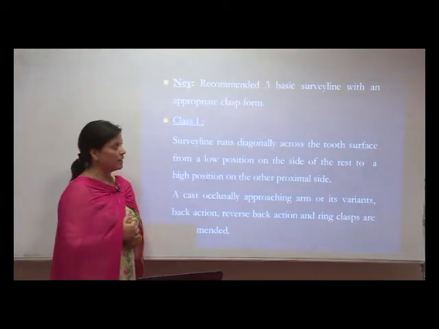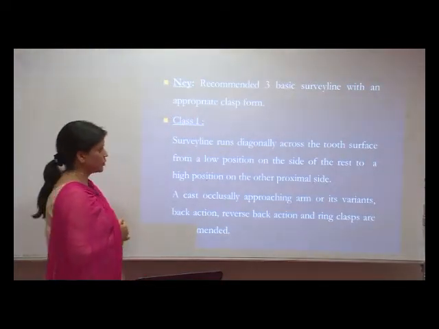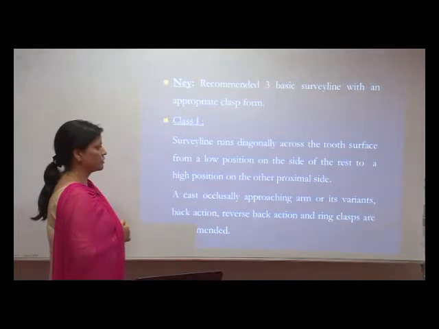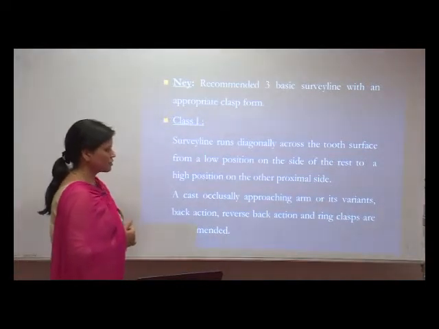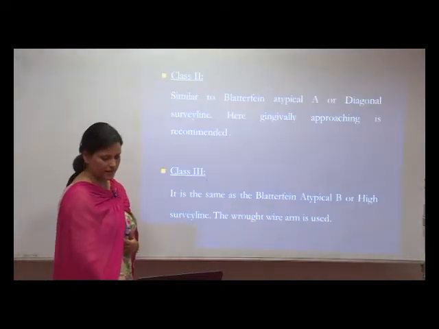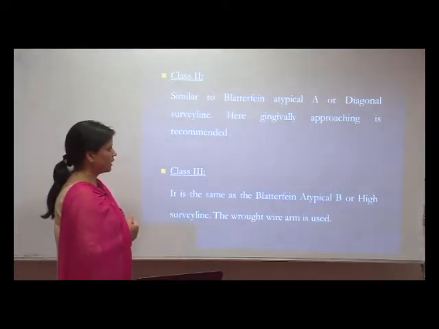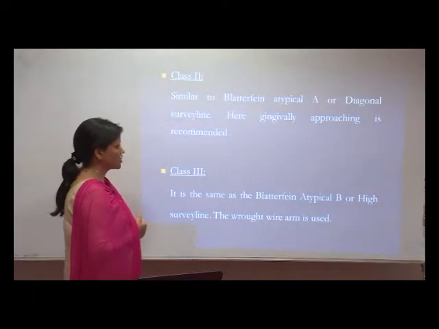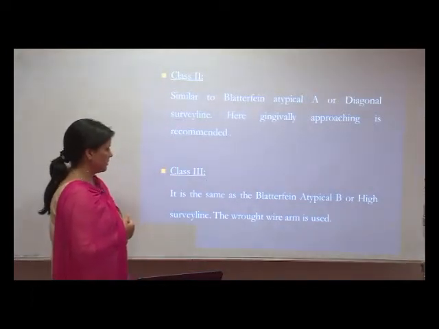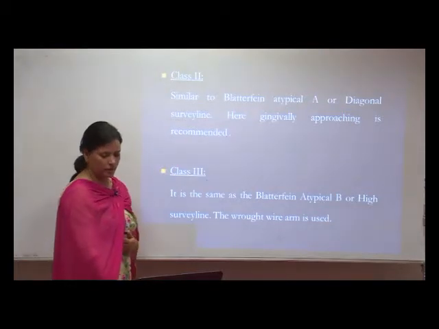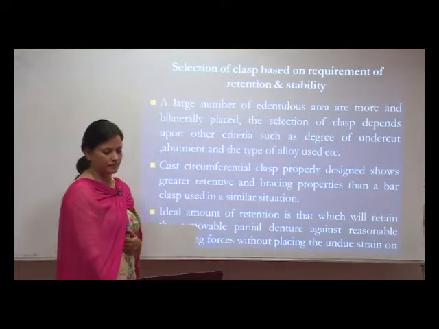According to Ney, he has classified the survey lines into classes. Class 1 survey line runs diagonally across the tooth surface from a low position on the side of a rest to a high position on the other, proximal side. Class 2 is similar to Blatterfein's atypical A or diagonal survey line; here the gingivally approaching clasp is recommended. Class 3 is the same as Blatterfein's atypical B or high survey line.